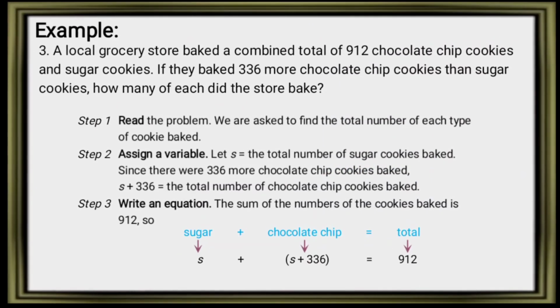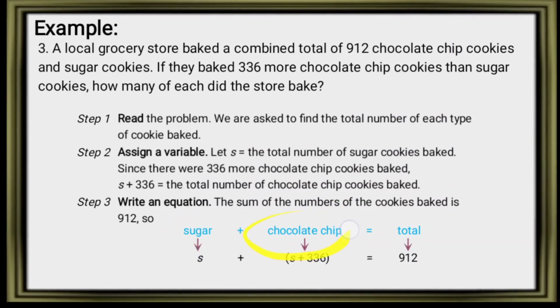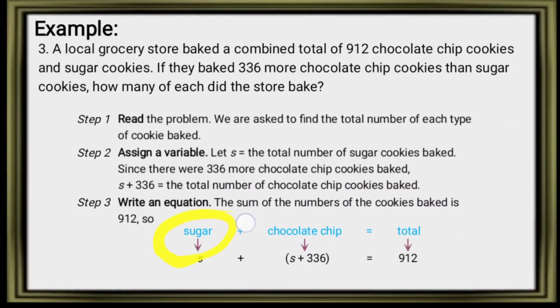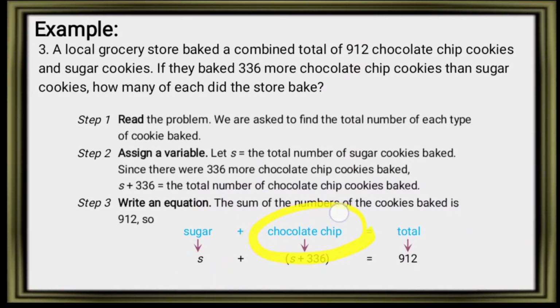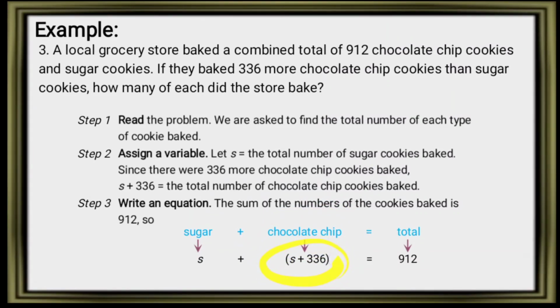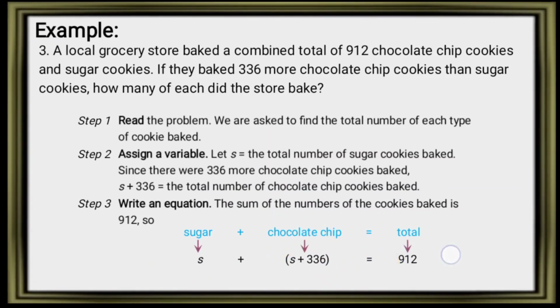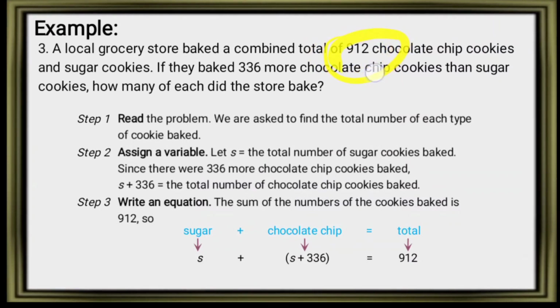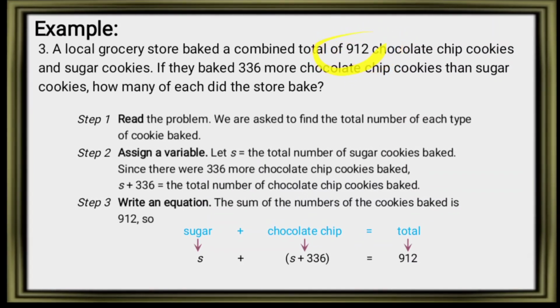To solve this, let's have an equation wherein when we add the two cookies, we will obtain the total, okay? So our first is sugar, so that is S. Then chocolate chip is S plus 336. So S plus S plus 336 is equal to 912. That is our combined total number of cookies, 912.